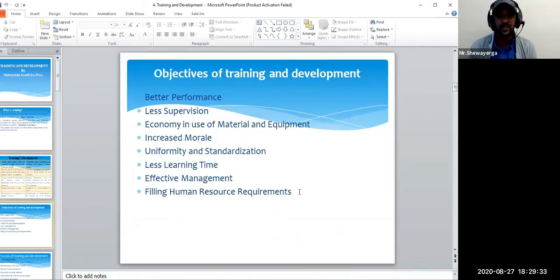Next, we'll see the objectives of training and development. The major objective of training and development is better performance, in an individual context or an organizational context. For both, individual or organization, better performance is one of the objectives of training and development. Another one is to reduce supervision, to create less supervision.